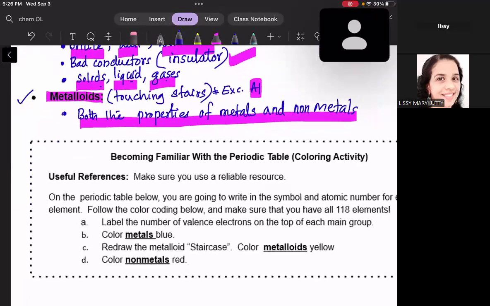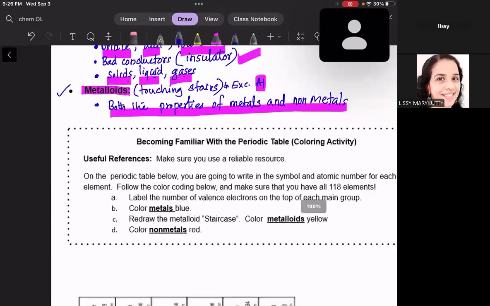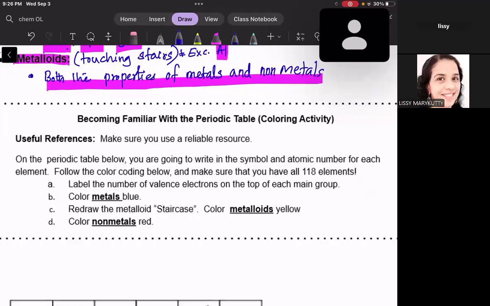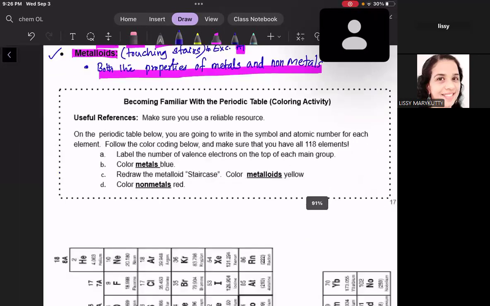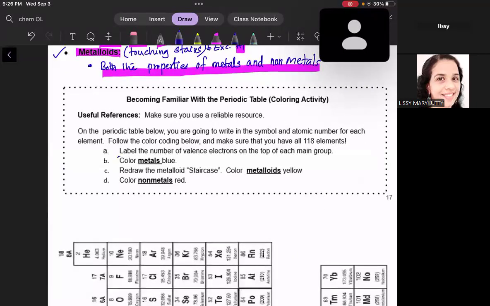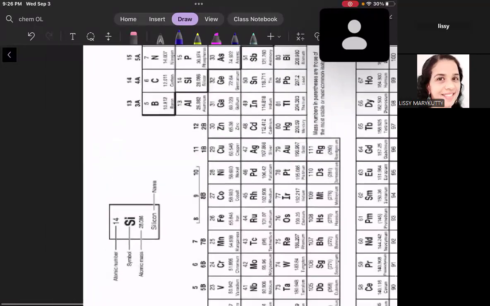Okay, now, as I said, you need color pencils. First we are going to label the number of valence electrons only on the main group. Then we will color metals with blue, metalloids with yellow, and nonmetals with red. Okay, let's do that first. I'm going to write the valence electrons for everything.